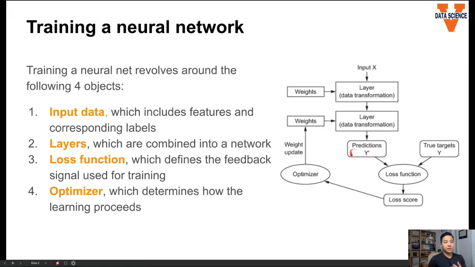You get some prediction, and then you compare the prediction with the actual value using a loss function. And from the loss function, you end up with some sort of loss score. And then you use the optimizer to update the weights using this loss score, and then the weights come back here. And you keep repeating this process until maybe the weights converge. So that's the gist of it.